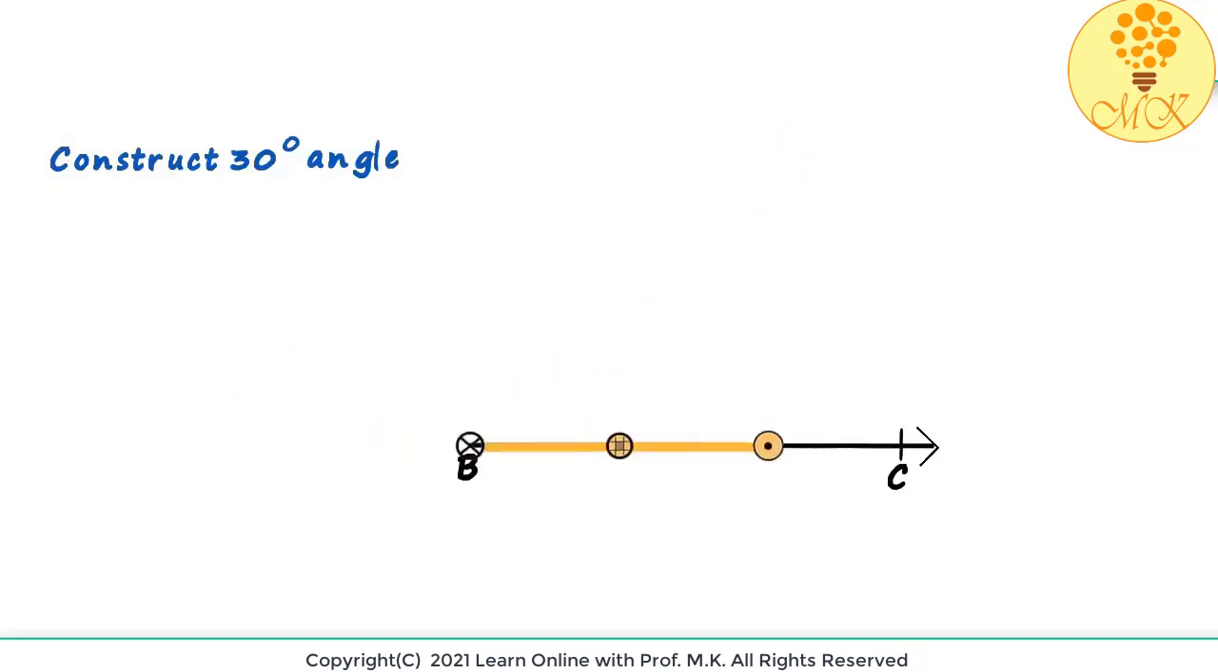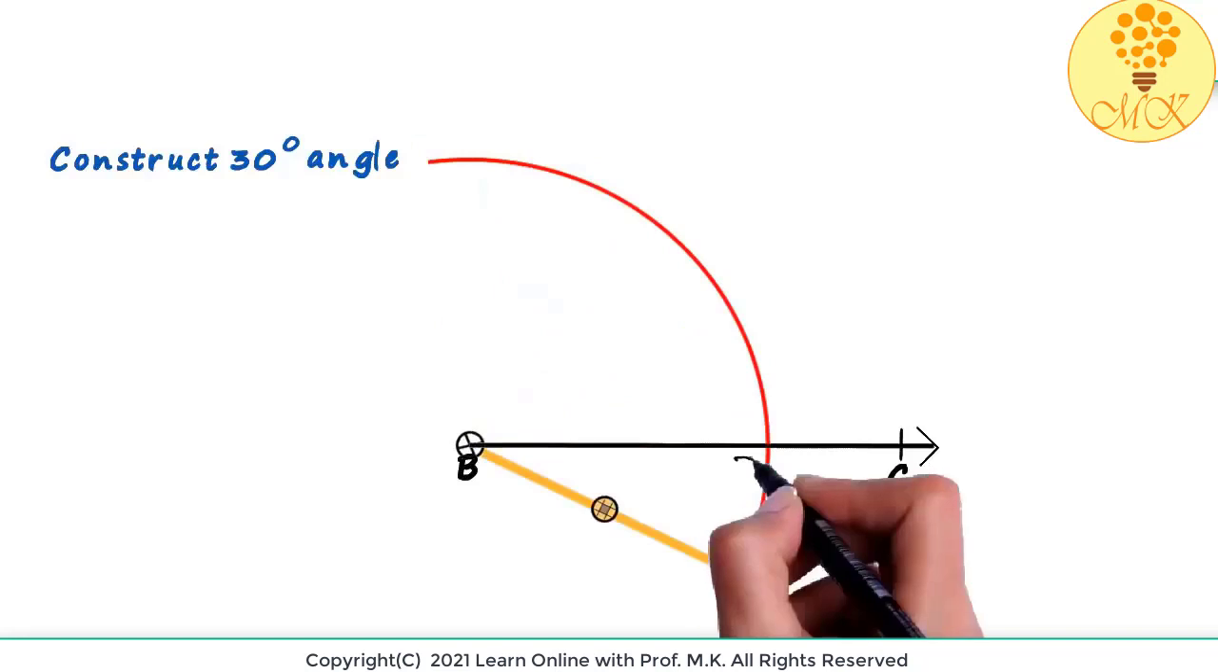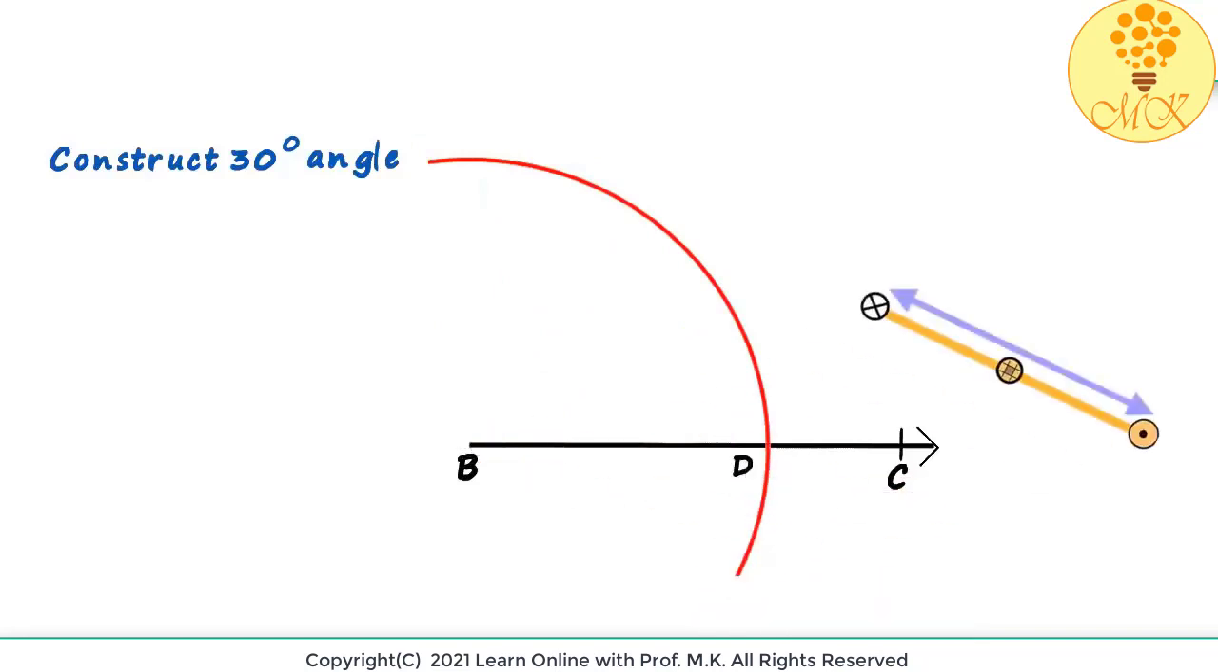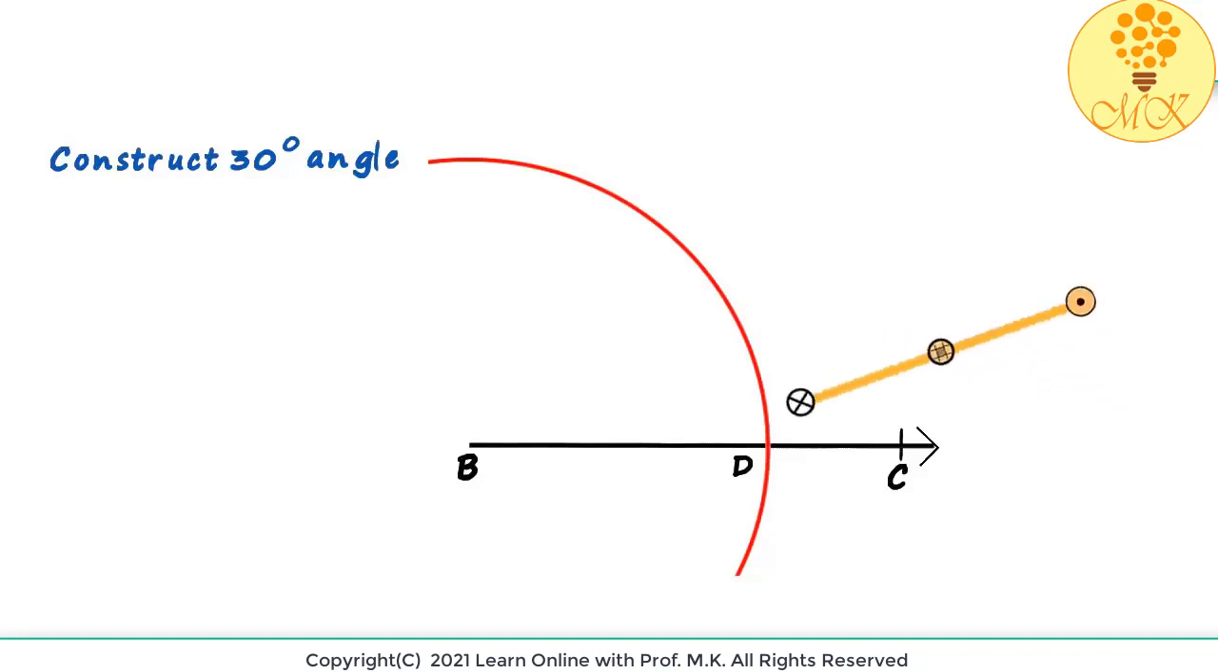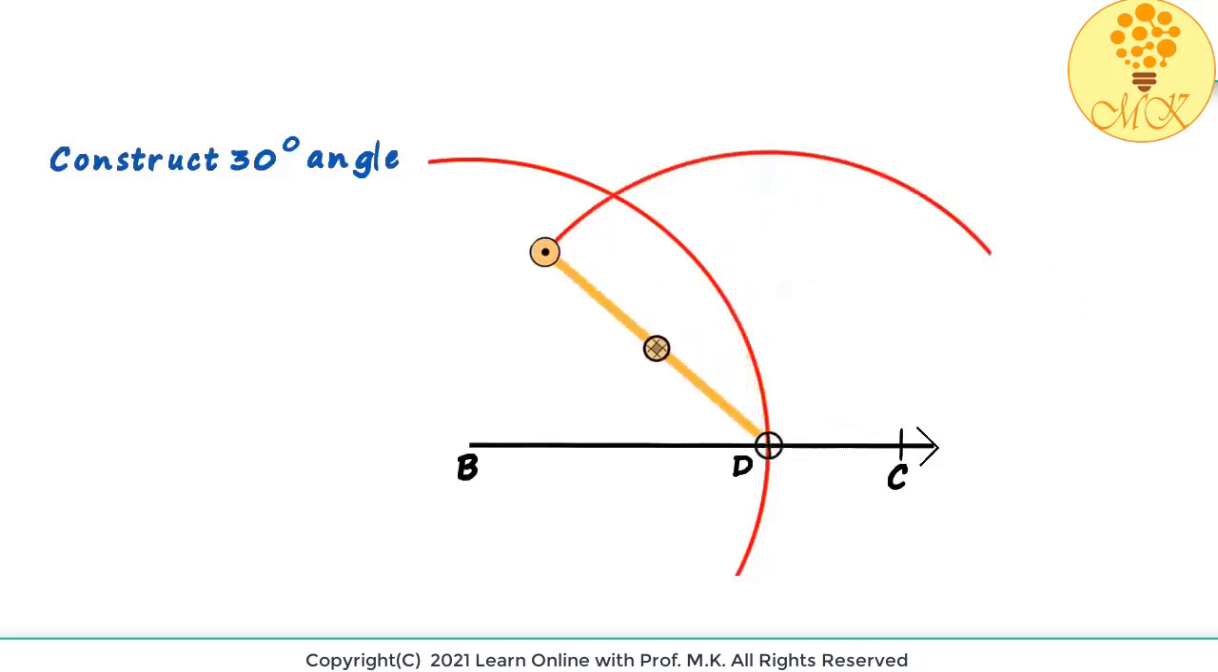We keep the compass on point B and set it to any convenient width. With this width, we draw an arc from above B, crossing ray BC at point D. Do not change the width of the compass after you've drawn this arc. With the width unchanged, we keep the compass at point D and draw an arc above D, creating point E. And again, do not change the width of the compass.